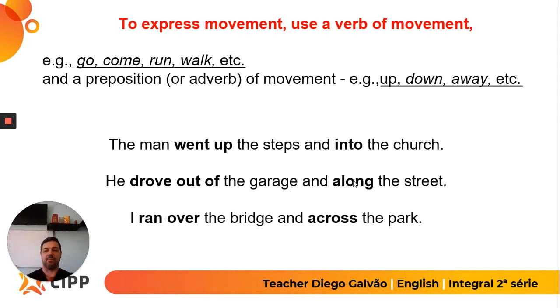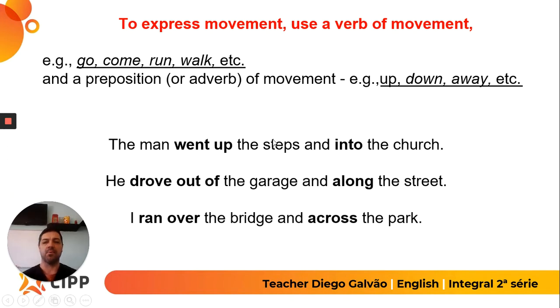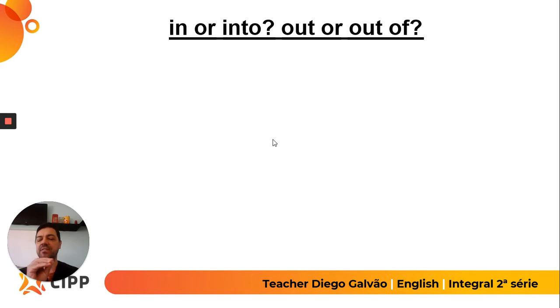Okay? And the third example, I ran over the bridge. So you have here the verb and the preposition, but the same verb ran you use with the preposition across. I ran across the park. But you don't need to repeat the verb. You keep the verb in the beginning of the sentence, but then when you continue, you use the other prepositions to indicate the movement, the sequence of movement. So that's very simple. That's how you express movement in sports or in your life. It doesn't matter.